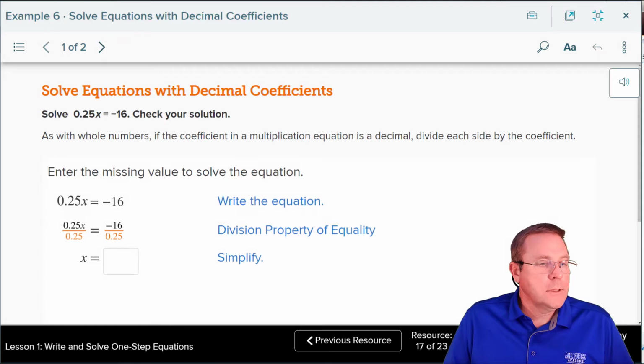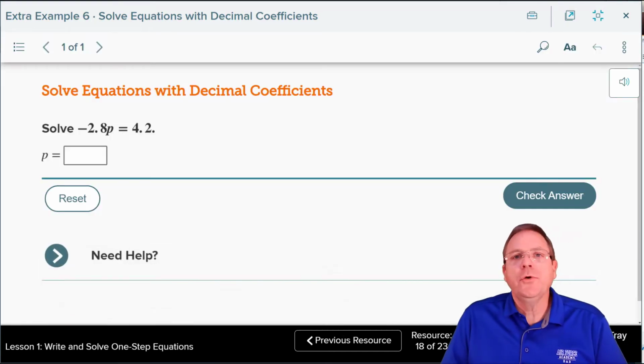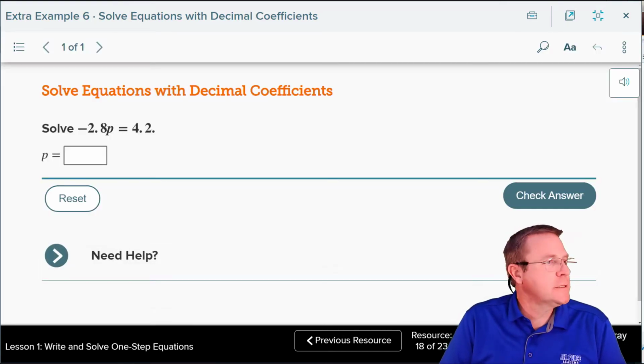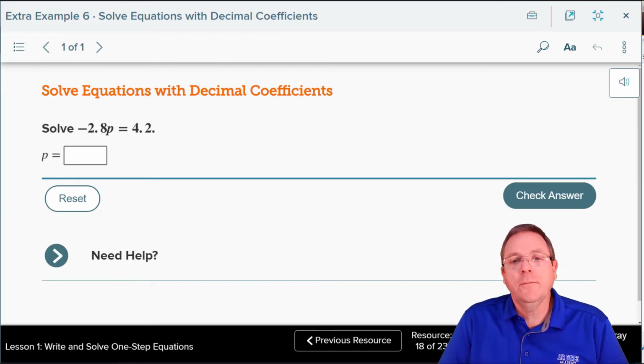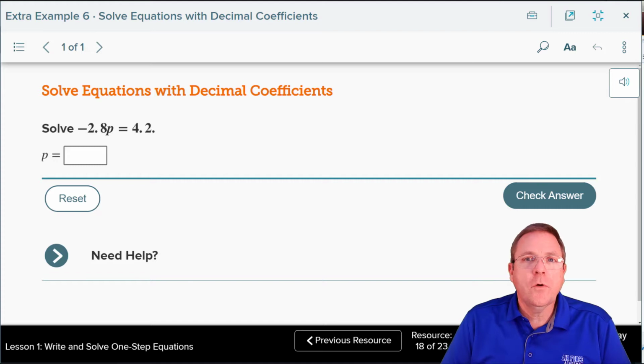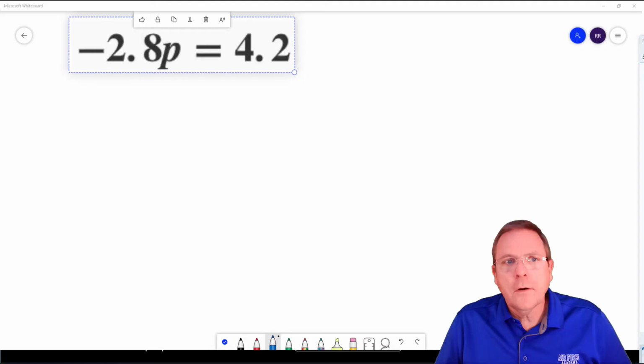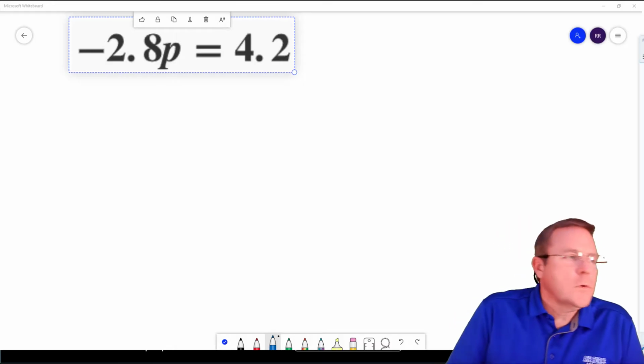Once I get that reset, you go ahead and work extra example 6. Negative 2.8p is equal to 4.2 on your own. Make sure you're giving me good quality supporting work, both algebraically and with your grunt work. Alright, it's my turn to work the problem now.